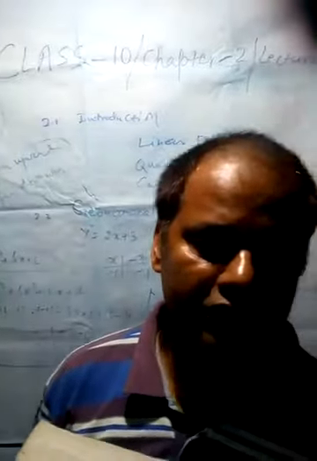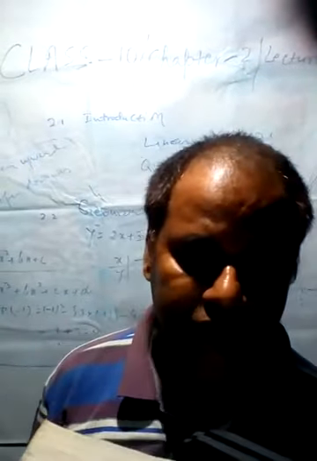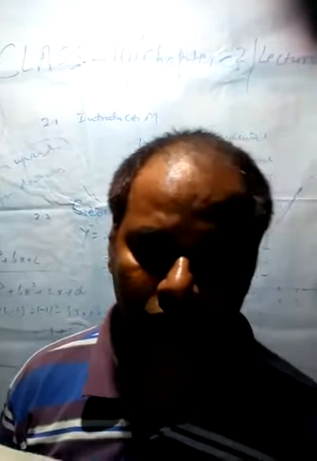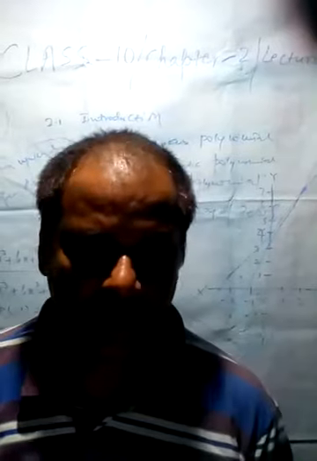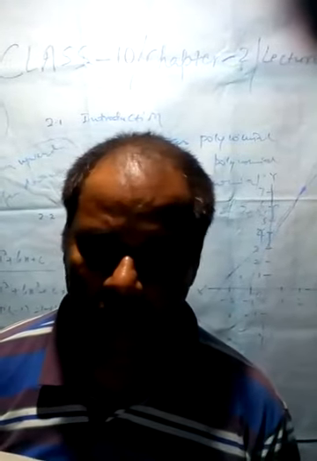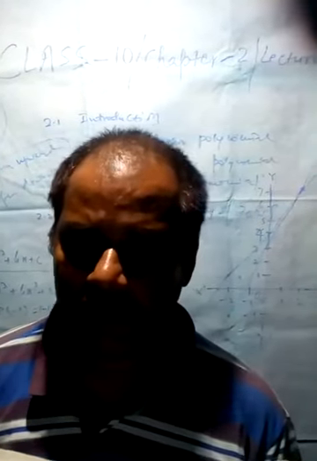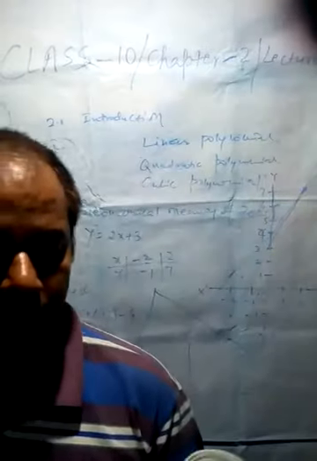The points are: x is equal to -2, then y is equal to 6; x is equal to -1, then y is equal to 0; x is equal to 0, then y is equal to -4; x is equal to 1, then it is -6; x is equal to 2, then y is equal to -6; likewise 3, -4; 4, 0; 5, 6 are there.